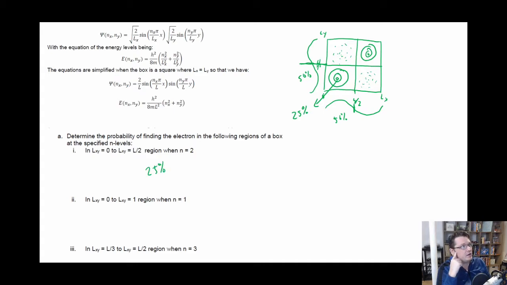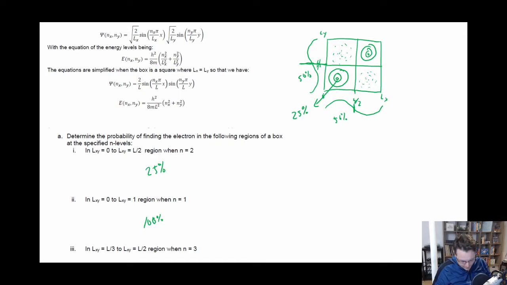For the next one, we're looking at Lxy equal to 0 to Lxy equals 1 region, for n equals 1. It doesn't matter what the n value is, because we're going essentially the full distance of the box. It's going to be 100%. There's no difference in this case, because it's going to be 100% in the x direction, since you're going the full length of the box, and then 100% for the y direction, because again you're going that full length of the box as well. It doesn't matter if it's n equals 1 or n equals 14.